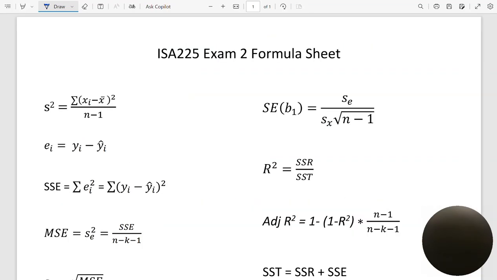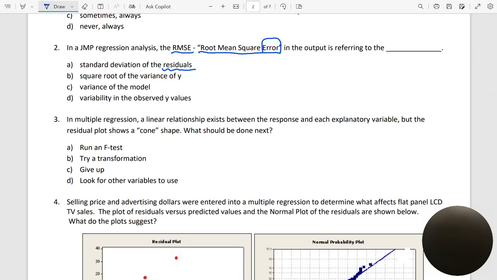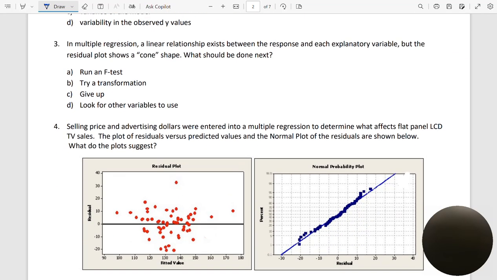But if you look at our formula sheet, we do have a formula for root MSE. The square root of MSE is just the standard deviation of the residuals. So this is about the root mean square error, and the answer will be A. It's nothing about the y, it's actually about the difference between the observed y and the predicted y. It's actually about residuals. All right, so then number 3.